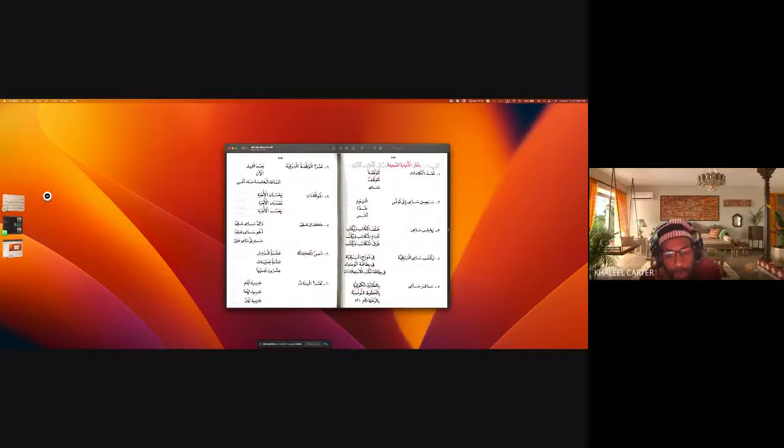Thamanu al-mukalima. The price of the call was ashara. This is wrong. Ashara is ashara if it's from 3 to 10. The sheen is maftuha, it has fatha. If it's from 11 to 19, then it has sukun.